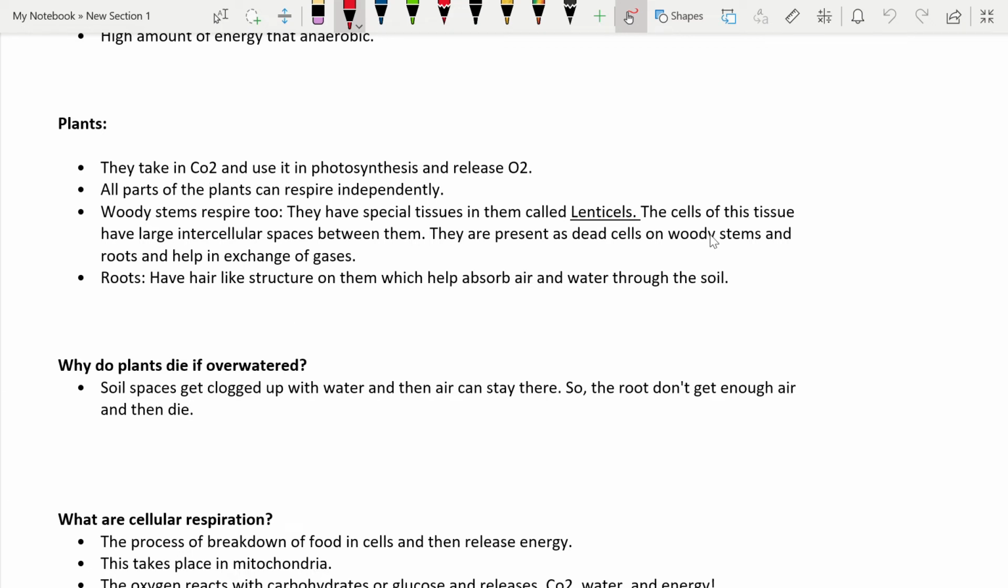Lenticels are a very important tissue. They are shaped like a lens, as the name suggests. Roots have hair-like structures on them which help absorb air and water from the soil.